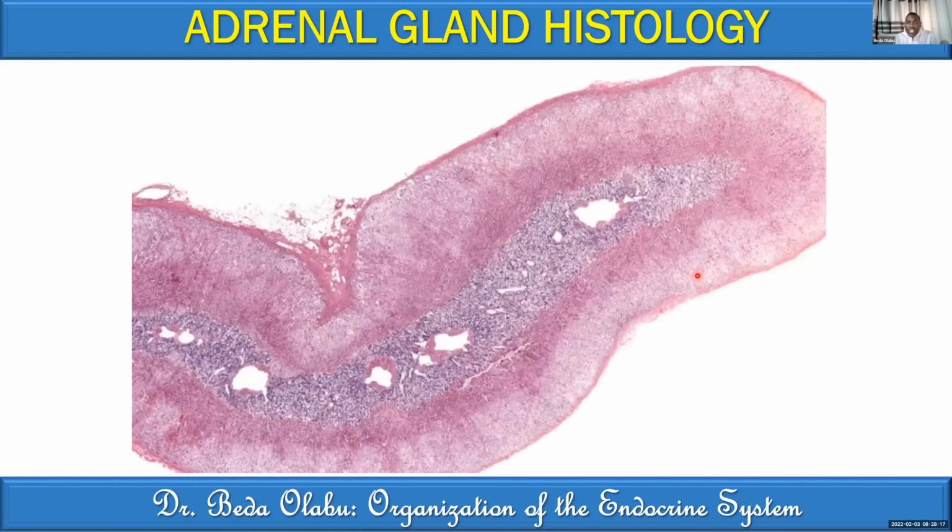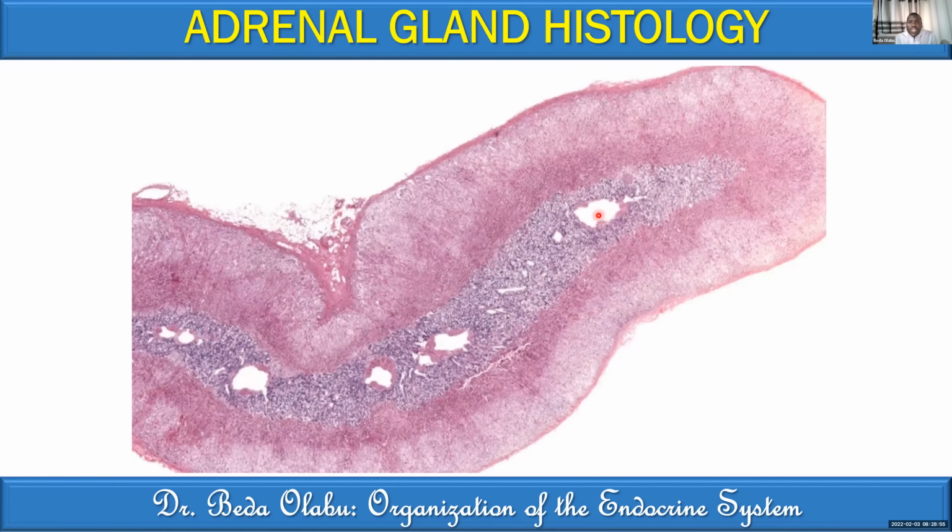Maybe a higher magnification of that captures that. That's the cortex and that's the medulla. But importantly, we also see in this slide that there's a connective tissue that covers the whole gland. So that connective tissue that covers the whole gland is the capsule. There's a connective tissue capsule that covers and therefore protects the whole gland. Then deep to the capsule, you have the adrenal cortex, which is more compact, and the adrenal medulla.